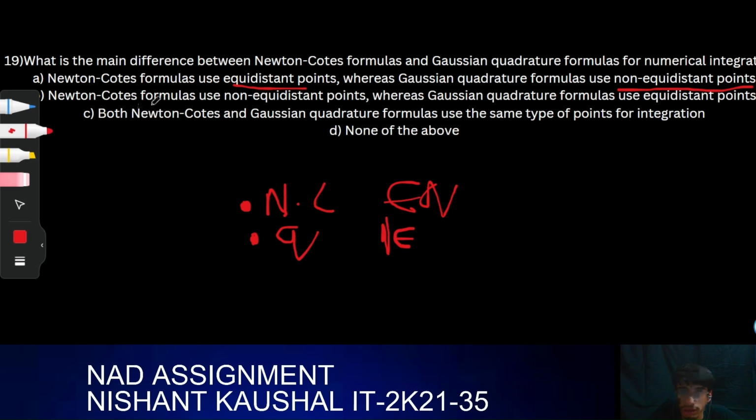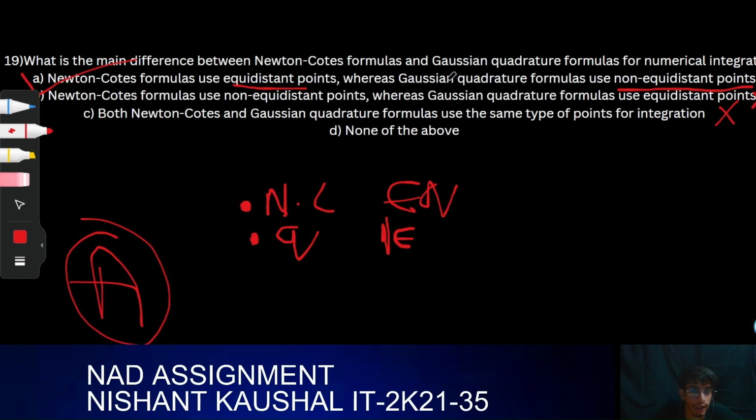So let's see the other options as well. Newton-Cotes formula uses non-equidistant points, whereas Gaussian quadrature formula uses equidistant points. No, this is false. Both Newton-Cotes and Gaussian quadrature formulas use the same type of points for integration. No, this is also wrong. So it will be A. The Newton-Cotes formula uses equidistant points, and the Gaussian quadrature formula uses non-equidistant points.